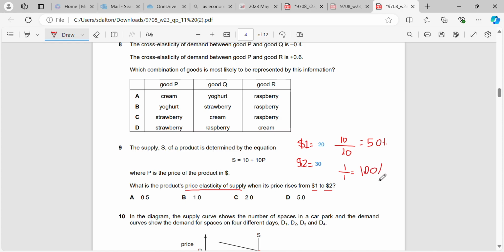So all we have to do is input our formula. Percentage change in quantity supplied goes on top, percentage change in price goes on bottom. 50% divided by 100% gives us a PES value of 0.5.